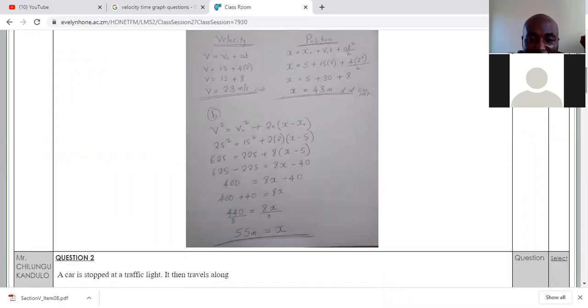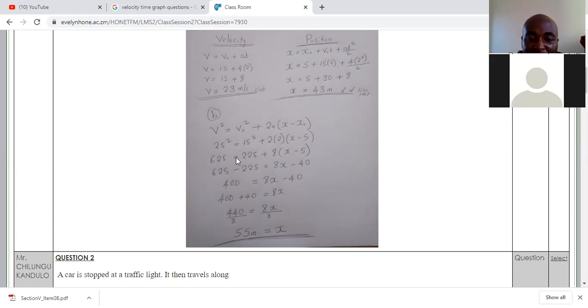Then for B, this is why you have to make that correction that Tandu has noted. For B, you say V squared equals V naught squared plus 2a, open brackets, x minus x naught. We're looking for x. Where is the vehicle when the velocity is 25 meters per second? So 25 squared equals 15 squared plus 2 times 4, as our friend said, open brackets, x minus 5, close brackets.